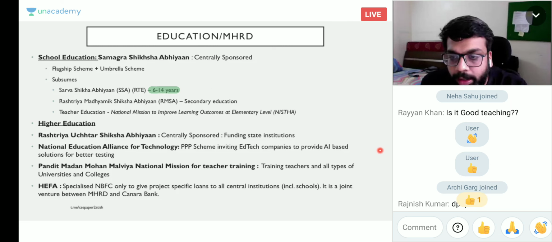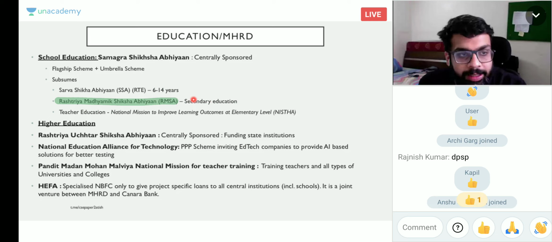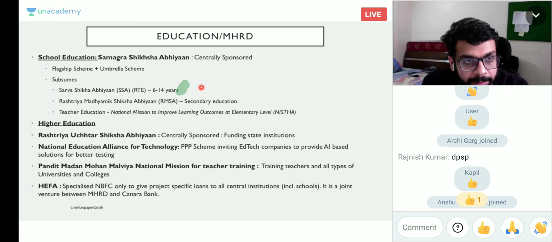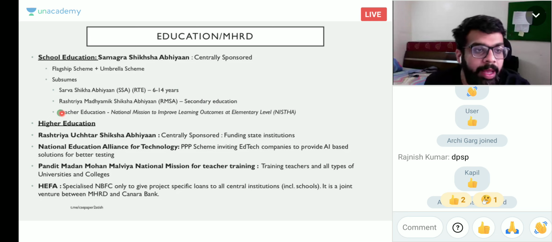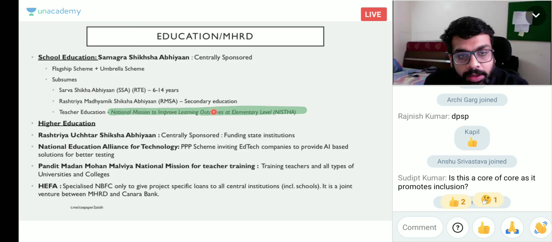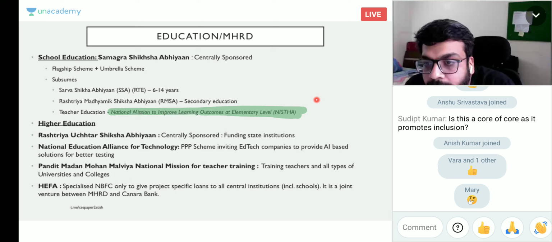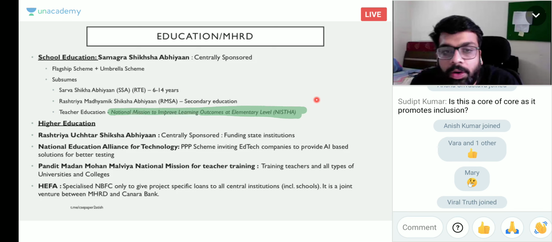All right. Second, the Rashtriya Madhyamik Shiksha Abhiyan wants to achieve 100% enrollment in the secondary education level, which is after Sarva Shiksha Abhiyan ends and Rashtriya Madhyamik Shiksha Abhiyan begins. And all schemes on teacher education have also been merged under Samagra Shiksha Abhiyan. In 2019, this was recently launched, the National Mission to Improve Learning Outcomes at Elementary Level. This is also called Nishtha.